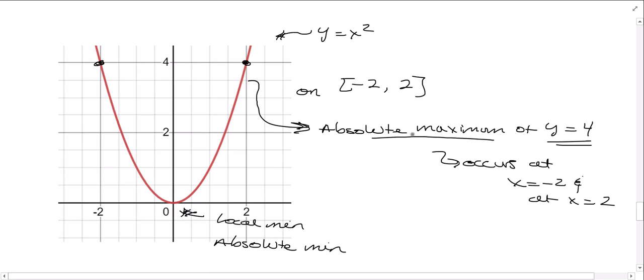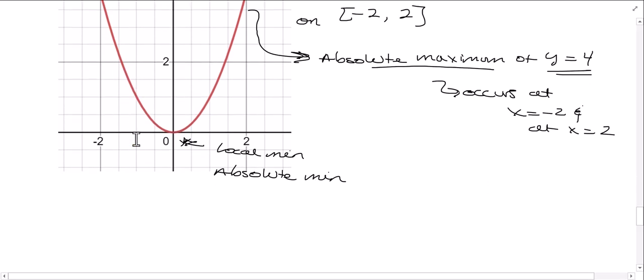So an absolute maximum can occur in 2 places, but it should only be one y value, right? The absolute maximum here is y equals 4. It occurs at -2 and 2. So you cannot have 2 absolute maximums, but the one absolute maximum can occur at multiple places. So I hope that makes sense.